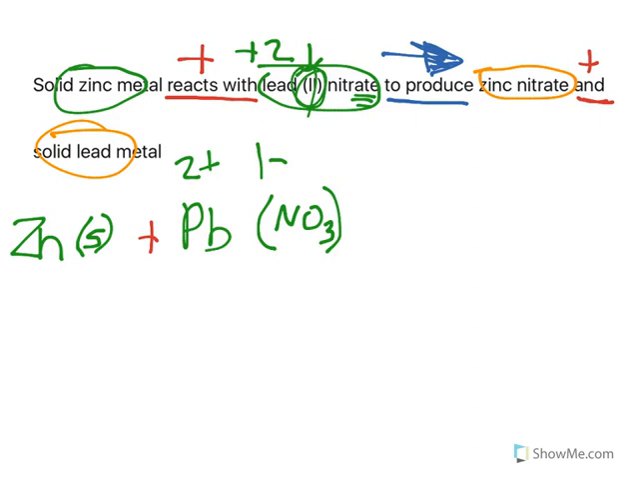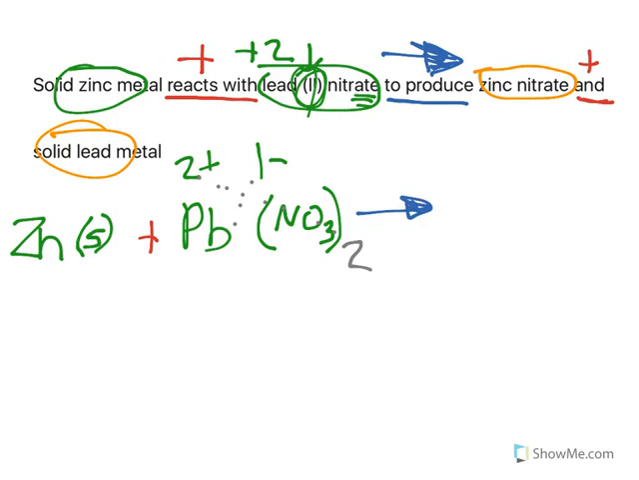So when I crisscross my charges, I'm going to take the 2 from lead, and I'm going to put it over here. Oops, that's not a 2, Miss Crane. Sorry, guys. I'm going to take the 2 from lead, and I'm going to put it over here. I'm going to take the 1 from nitrate, and I'm going to put it here, but remember, I don't write ones. So we're going to leave it like that. So this is just going to be Pb(NO3)2. Then the next thing that comes in my word equation is the blue arrow. So I'm going to put my arrow in.